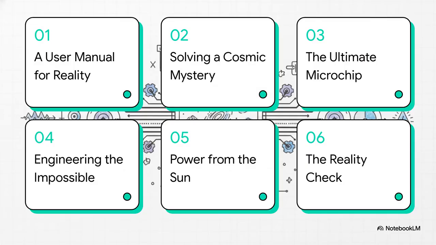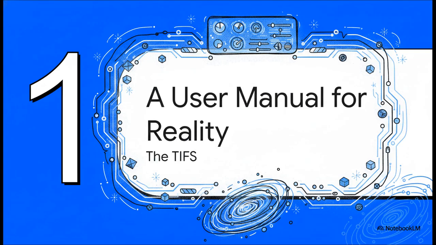All right, so here's the game plan. We're going to start with the huge overarching idea behind this so-called user manual. Then we'll see how it supposedly solves one of the biggest mysteries in all of physics. From there, we'll get into the hardware, the ultimate microchip designed to run it all. And then the fun part, exploring the insane applications, figuring out where all the power comes from. And finally, we'll land on the most important part, the reality check. How could any of this actually be proven? Okay, let's dive right in.